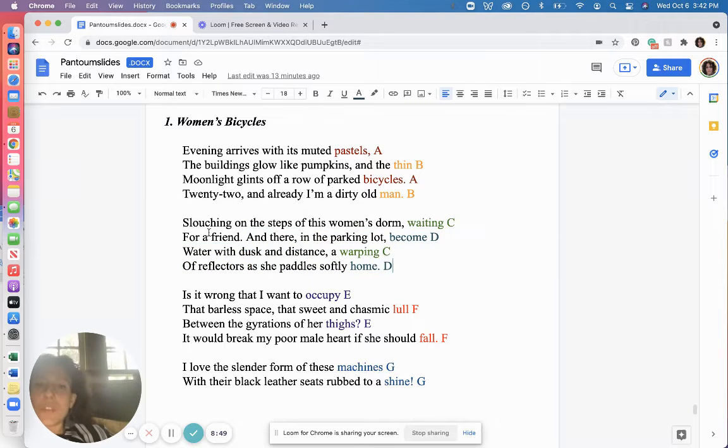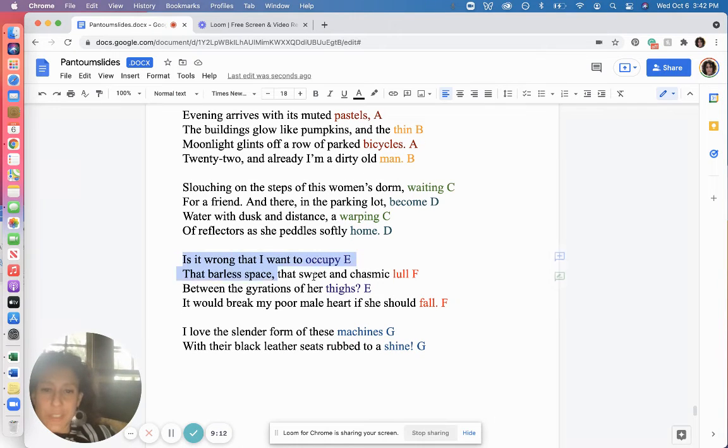A warping of reflectors as she paddles softly home. I feel like that should be petals. And I realize I typed all of his poems out by hand, and so there's an occasional typo, forgive me. So become and home, wonderful slant rhymes, waiting and warping. But he's still remaining more or less true to the form aside from that. And then he goes to the next quatrain. Is it wrong that I want to occupy, new rhyme, that barrelless space, that sweet and chasmic lull, new rhyme, between the gyrations of her thighs? So occupying thighs, this is probably the closest rhyme that exists in the whole poem.